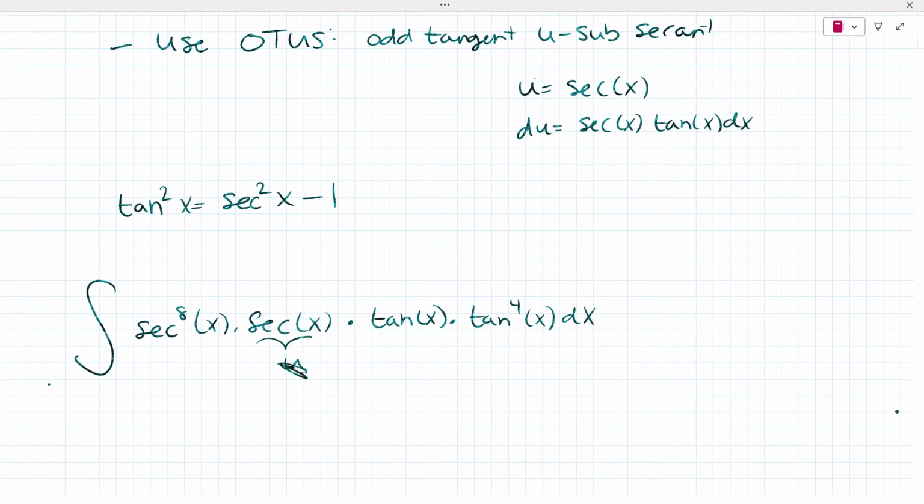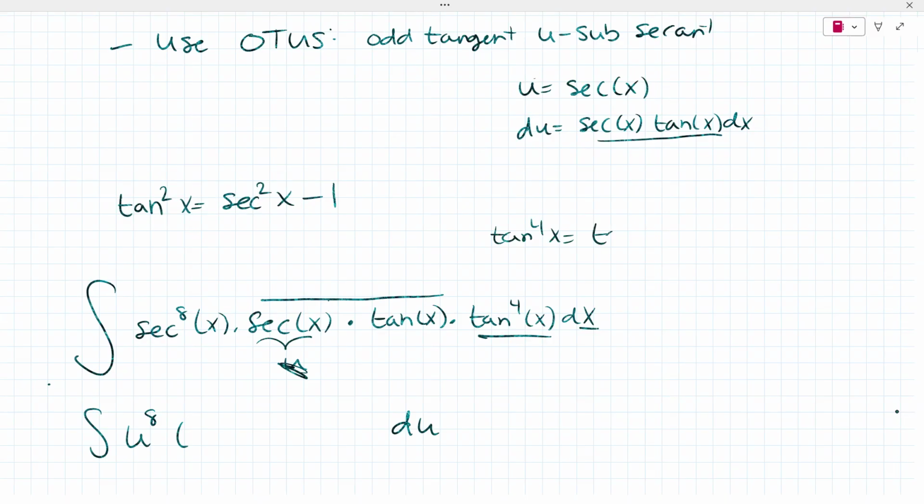Oh, right, so actually, secant of 8x is going to be u to the 8th. And then when we take the derivative, we have an extra secant of x dx. So you're going to replace secant of x tan of x dx with regular du. And then we have this remainder tan fourth x. We said tan fourth x is the same thing as tan square of x times tan square of x, right? And then we'll replace tan square of x with secant square of x minus 1.